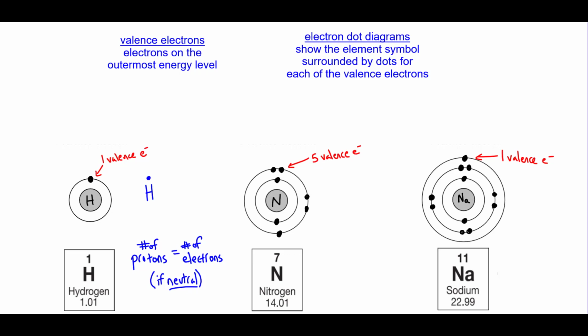Truthfully, it wouldn't matter if you put it on the left, the right, or the bottom. I can draw one in for nitrogen, and it's got 5 valence electrons, and so I'll draw them just like this: 1, 2, 3, 4, and 5. It is a little bit easier to count if you pair them up like I did.